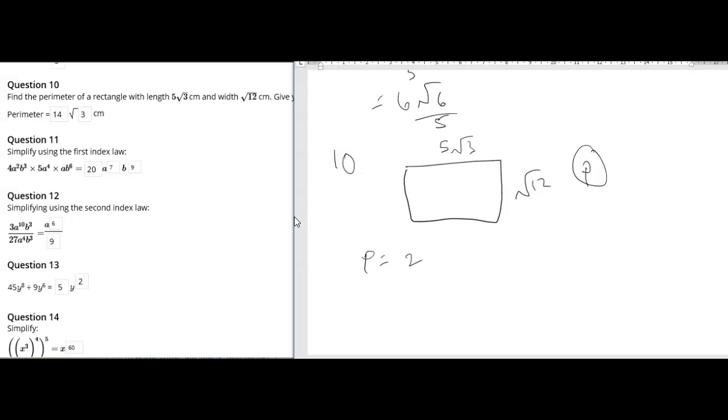So you're going to have 2 lots of 5 root 3 and 2 lots of root 12. So I can just write 2 times 5 is 10, so 10 root 3. And while I'm here, I'm going to just simplify that 12. So 12 is the same as 4 times 3, so the 4 because that's a square number.